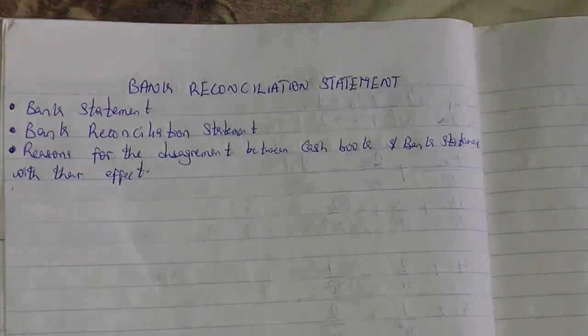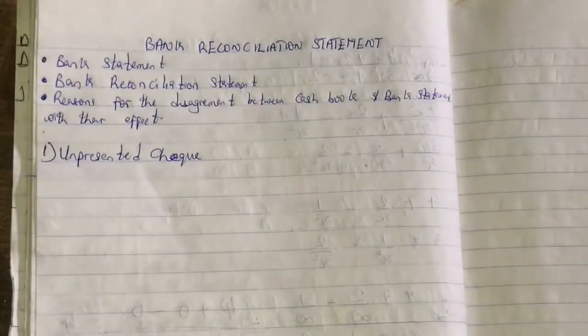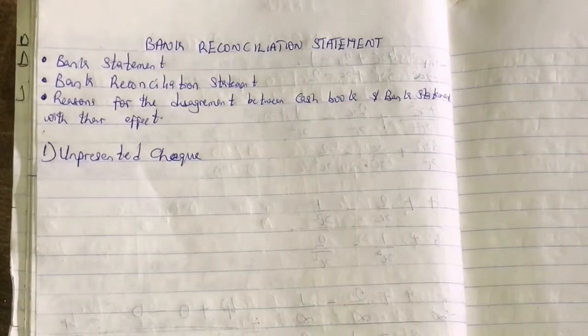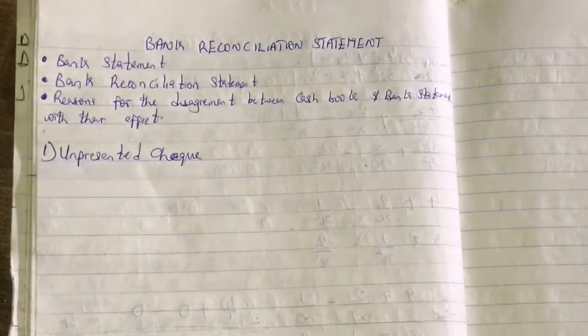So the next on our list is the disagreement between the cash book and bank statement. The first one is unpresented cheques. These are cheques issued or drawn in favor of somebody, a customer rather, but have not been withdrawn from the bank as at the time of the preparation of the bank statement. So this is what happens when we have an unpresented cheque: it has been recorded in the cash book, but it has not been reflected on the bank statement.